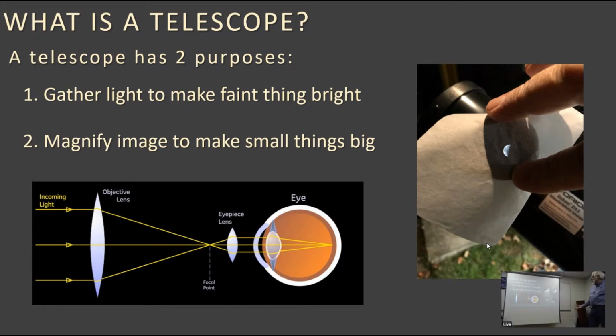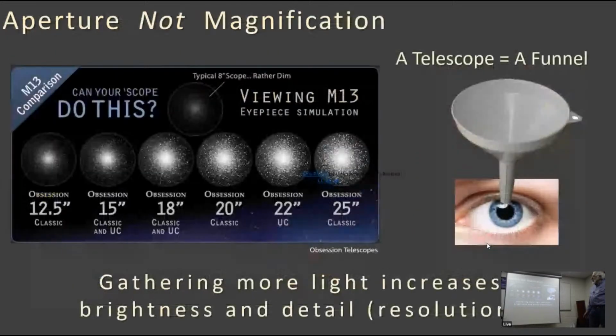And now we'll take a magnifier and we'll magnify that image. So magnification isn't the big thing. The aperture is what's the main thing. So this is a good illustration of what aperture does for you.